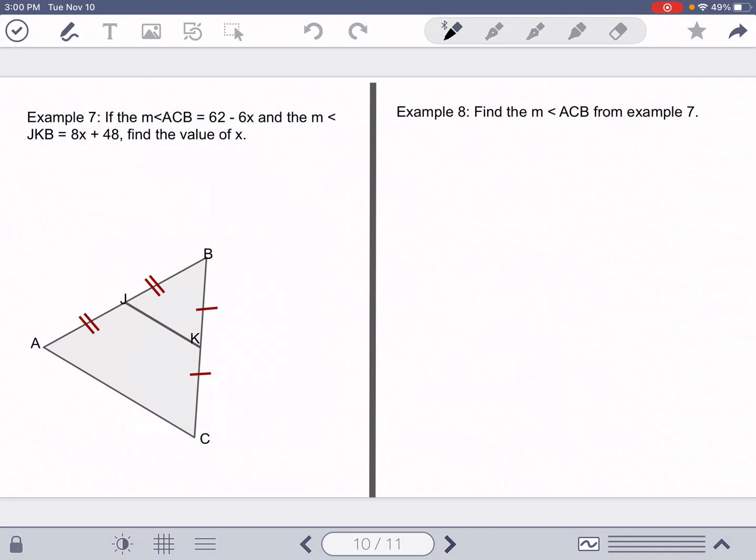All right, we're going to take it up a notch. This is kind of like what some of the Delta Math is probably going to look like for you today. It's going to be some reading that you're going to have to do. So let's look at what we got. If the measure of ACB, right here, is 62 minus 6x, and the measure of JKB, which is right here, is 8x plus 48, I have to find x.